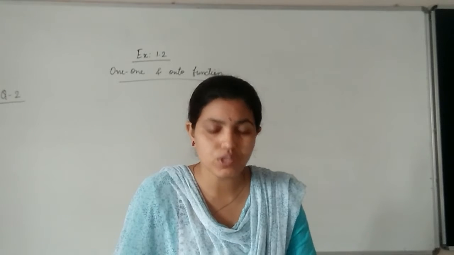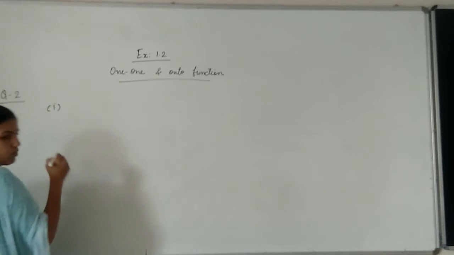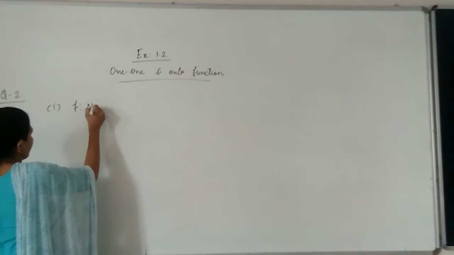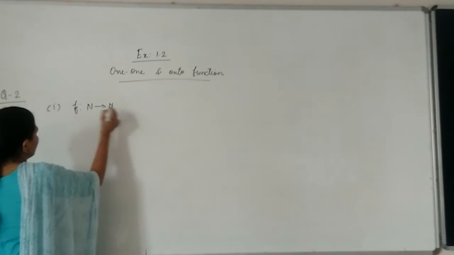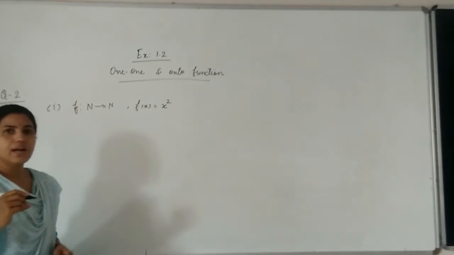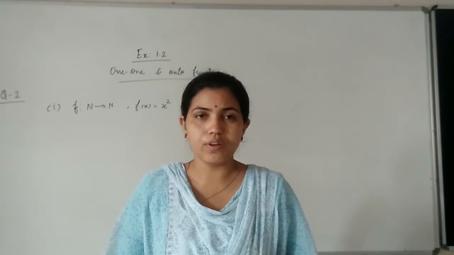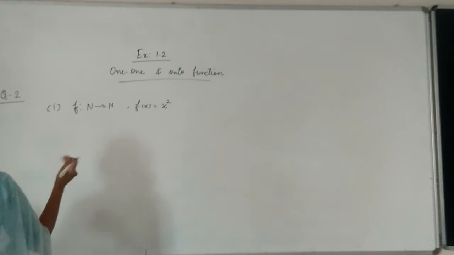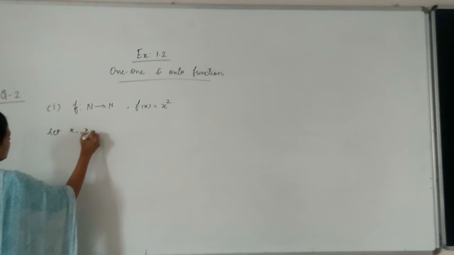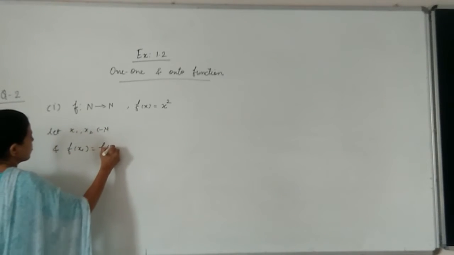So let me start with question number 2, part 1. It is a function f from N to N, given by f of x is equal to x square. The question is to show whether this function is 1-1 and onto. We have to check it. So let me start with it. First, let x1, x2 belong to N, and f of x1 is equal to f of x2.